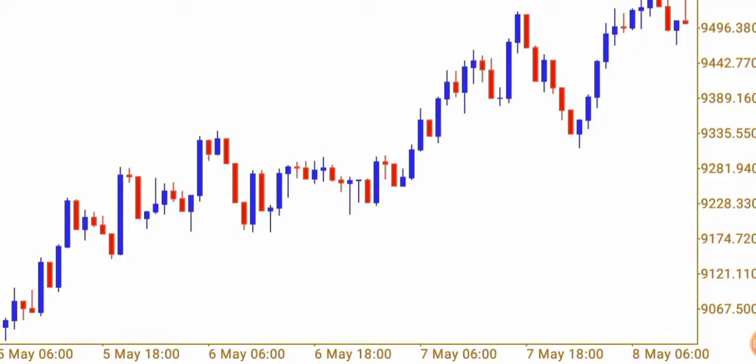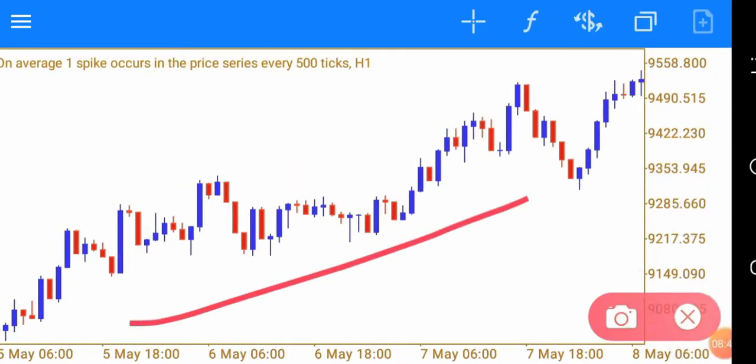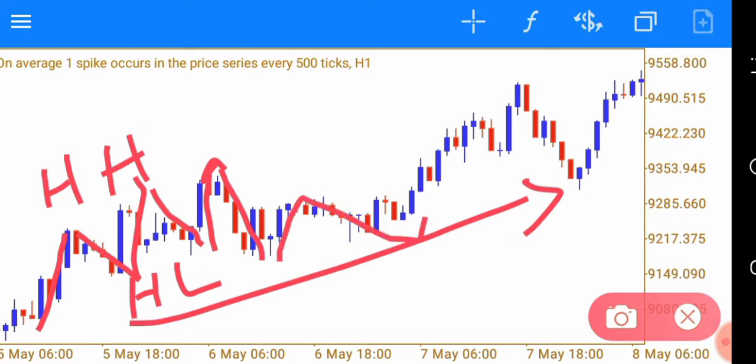So as you can see here, this is an uptrend, a bullish market, and as you can see, the price went up to form a higher high, HH, then it retraced a little to form a higher low, then went up again to form a higher high, then retraced a little to form a higher low, went up again to form a higher high, retraced a little to form a higher low, and kept on doing the same thing in a series.